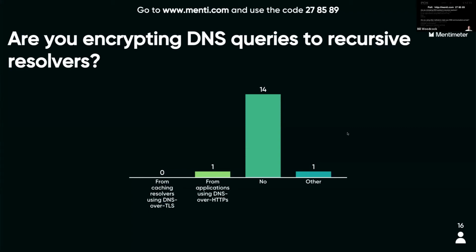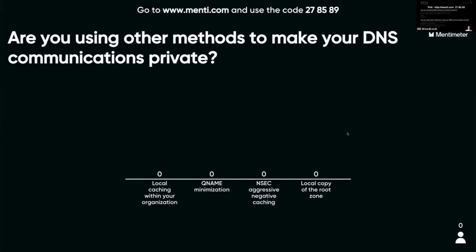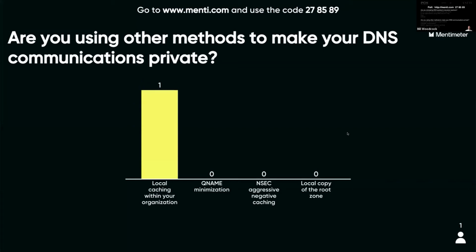Are you using other methods to make your DNS communications private? Local caching, QNAME minimization, NSEC aggressive negative caching, local copy of the root zone. So is anybody doing any of those techniques already? All of these things, of course, depend upon being supported in software. As end users, you're not going to go out and write new DNS software and implement 5,100 pages of documentation in code. So it really depends upon having access to software that supports these features, and this ecosystem of software is unfortunately not that huge. All right, the local caching seems to be, as I said, the single biggest win, so I'm really glad to see people are doing local caching.